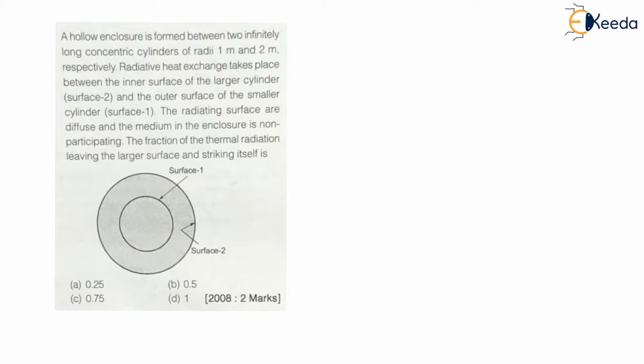The question is, a hollow enclosure is formed between two infinitely long concentric cylinders of radii 1 meter and 2 meter respectively. Now here outer cylinder is given surface 2, inner cylinder is given surface 1, therefore radii are given. Here I can say the smaller radius is r1, 1 meter, larger radius is r2, 2 meter, and it is a cylindrical surface, therefore it will be having length like this. It will be having length like this, right?